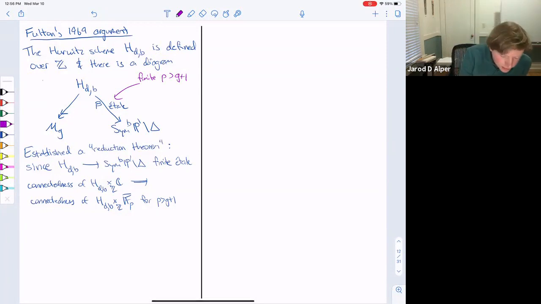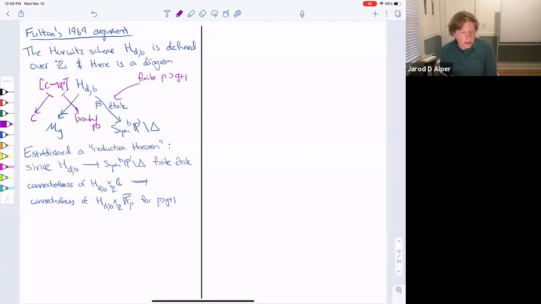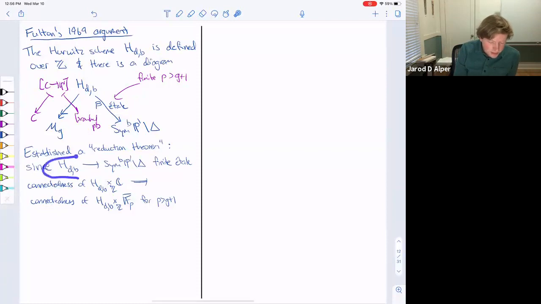Right, this is the map that takes a branched cover to C and this to the branch points. And then rather than relying on properness, he showed a reduction theorem where, since this map is finite, the generic connectedness of this Hurwitz space implies connectedness over a finite field. And there's quite a bit that goes into it, but that's my attempt to summarize it.